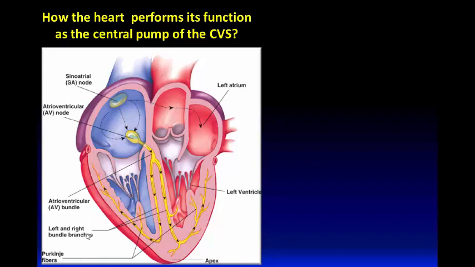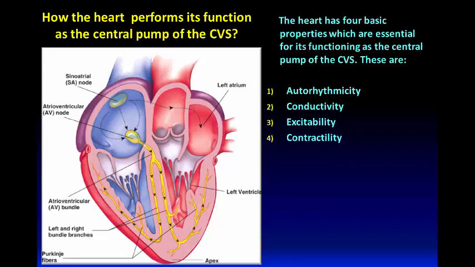It is thus evident that the heart has four basic physiological properties which enable it to function as the central pump of the cardiovascular system. These physiological properties are autorhythmicity, which is the ability of the heart to generate its own stimuli in a regular, rhythmical way.